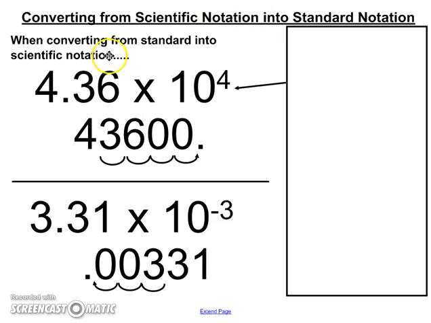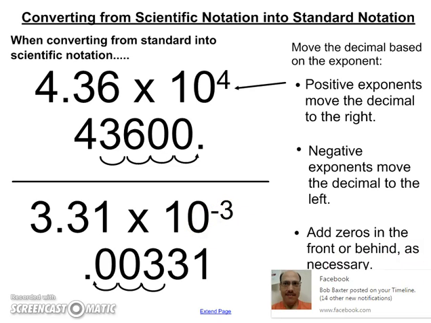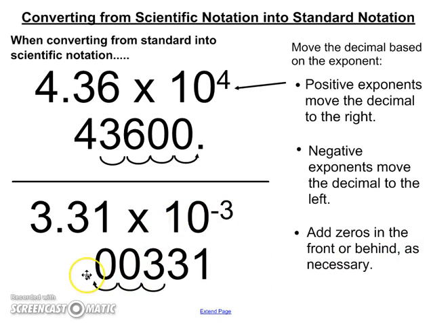So when we're converting from scientific notation into standard notation, now this is a number in scientific notation, 4.36 times 10 to the 4th power. So what that is telling me is I am taking this 4.36 and multiplying it by 10 4 times. So my decimal will go from where it starts 4 places to the right. If we're multiplying with a negative exponent, we will move the decimal 3 places to the left. Again, going back to our table, what happens when we multiply by negative exponents? We go to the left.